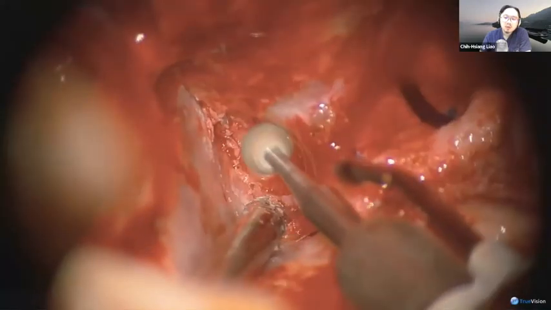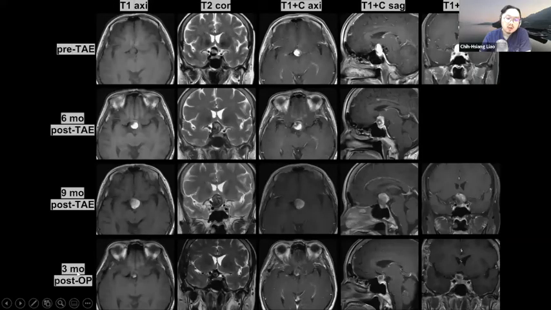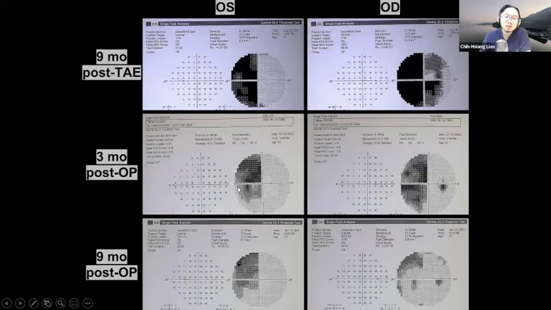And you can see 3 months post-operatively, the MRI showed a regression, shrinkage of the aneurysm. And the patient's visual field improved 3 months post-op, 9 months post-op. So this is a case that intrigues me, and I also want to ask your opinion about this.